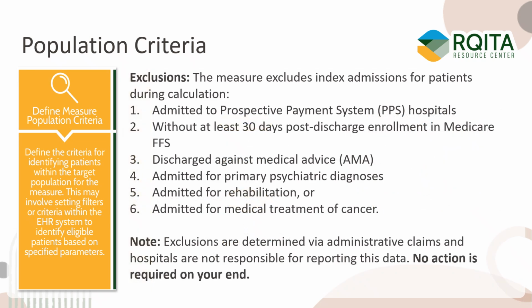We want to note that this measure does have patient exclusions. However, no action is required on your end. Exclusions are determined via administrative claims, and hospitals are not responsible for reporting this data. Exclusions include patients admitted to Prospective Payment System, or PPS, patients without at least 30 days post-discharge enrollment in Medicare fee-for-service, patients discharged against medical advice, or AMA, as well as patients admitted for primary psychiatric diagnoses, admitted for rehabilitation, or admitted for medical treatment of cancer.